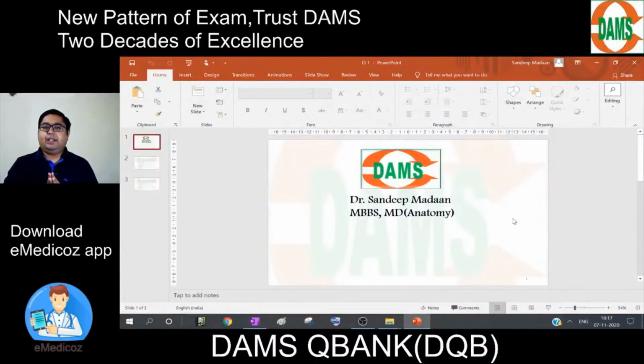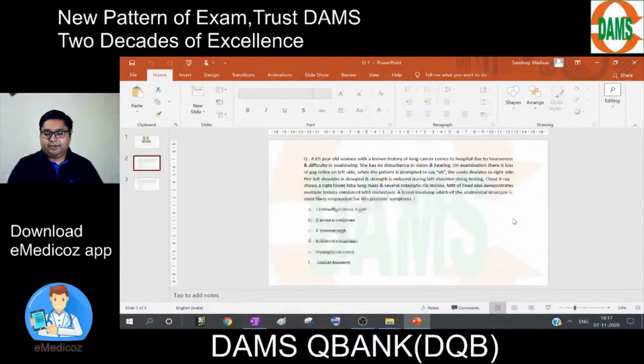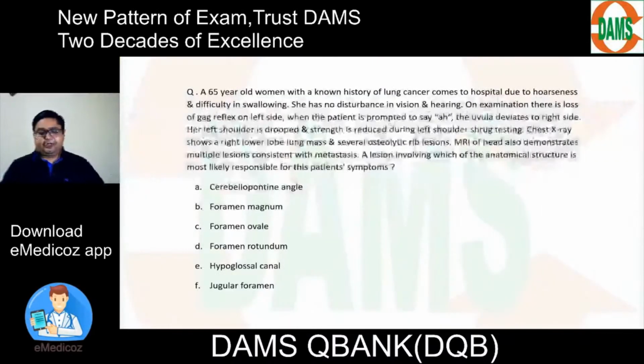And today I'm going to take a topic that is a clinically integrated approach of anatomy. Let's take the question. So we have this 65-year-old woman with a known history of lung cancer comes to hospital due to hoarseness and difficulty in swallowing. She has no disturbance in vision and hearing. On examination, there is loss of gag reflex on the left side. When the patient is prompted to say ah, the uvula deviates to the right side.